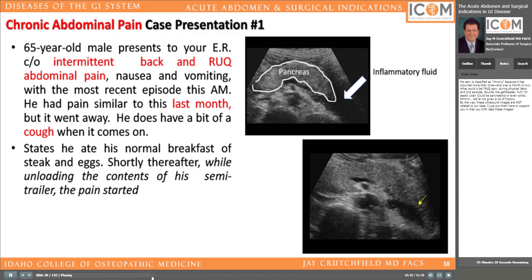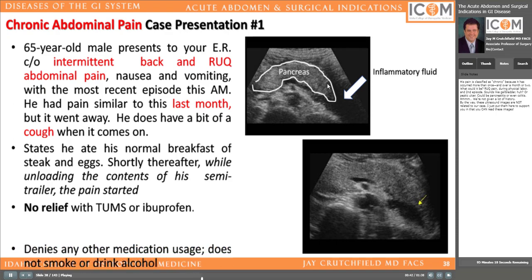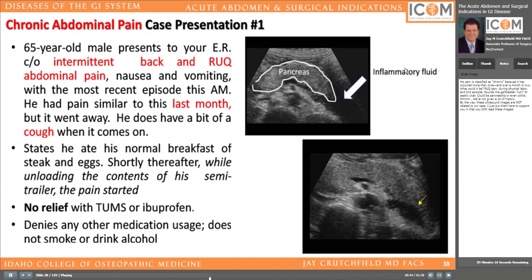He eats steak and eggs for breakfast, but shortly thereafter, while unloading the contents of his semi-trailer, the pain started. He took some Tums, didn't help. Took some Motrin, didn't help. He says that he doesn't smoke, he doesn't take any other medications, and he doesn't use alcohol. What's going on? Well, his pain is classified as chronic on the scheme because it's occurred more than once and over a month or two.